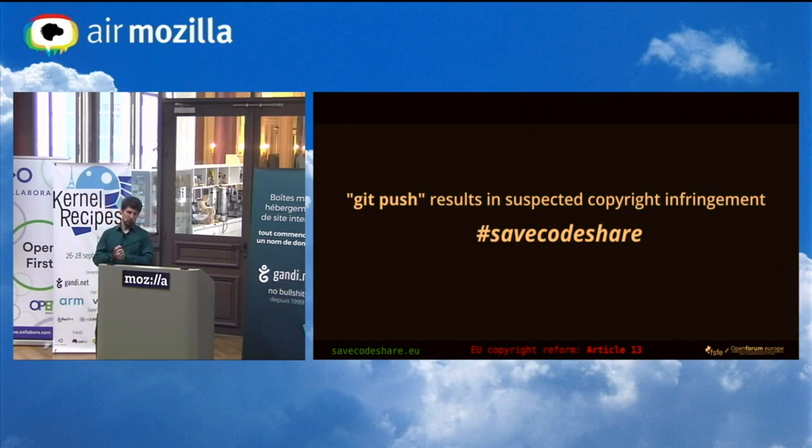But when we looked at this reform, we figured out that there might be some bad influences for free software, because those platforms which are also regulated in this copyright reform might also be code hosting platforms, software development platforms. So we raised this issue with Save Code Share, a website where we had a petition. People could sign an open letter, and we were informing politicians about this, that they might have missed what influence this might have on software development in Europe. So that's what we did in the past there.